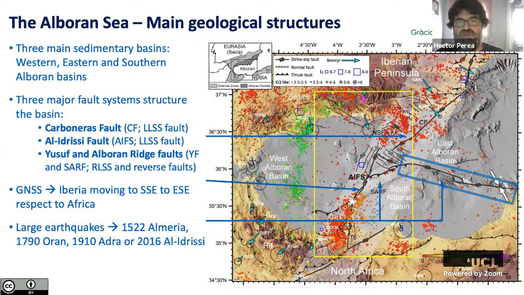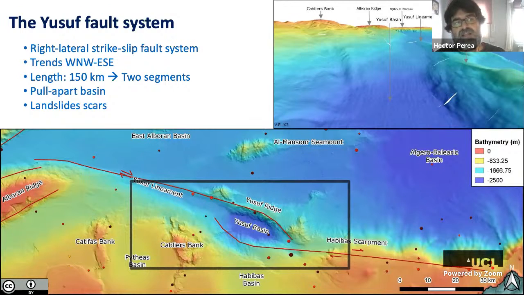Here I will focus on the Yusuf fault, this zone marked with the blue rectangle. Next, please. The Yusuf fault is a right lateral strike slip fault that trends approximately west-northwest, east-southeast. It has a length of about 150 kilometers, and it's formed by 2 main fault segments that juxtapose approximately in the center of the fault system, producing a large pull-apart basin, as you can see here.